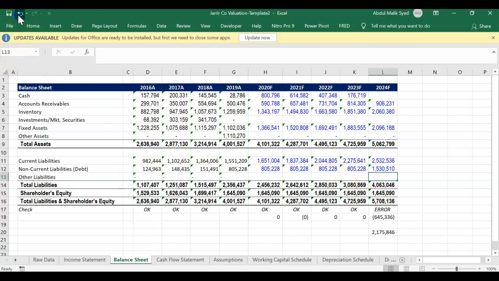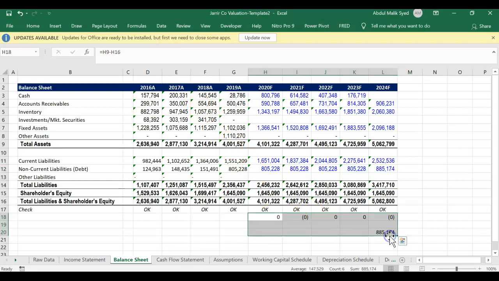What happened? The difference is 7946, we need to add this. So non-current liabilities, we need to add plus 7946. We didn't add properly. We missed 79946. Yes, okay, so that's it.